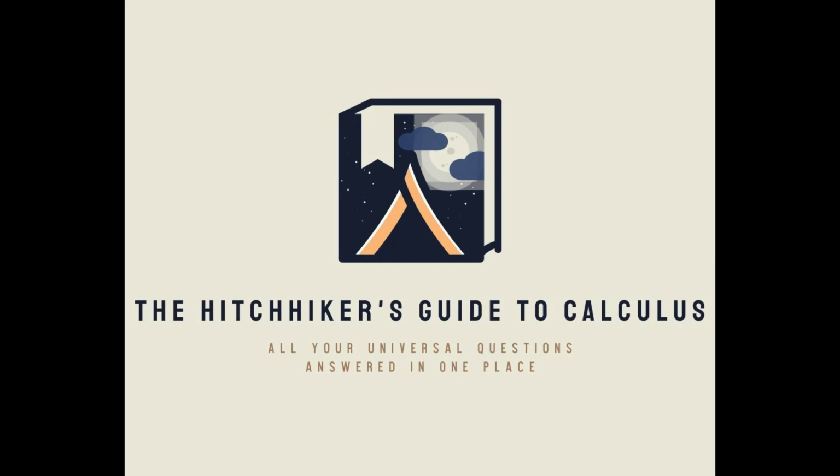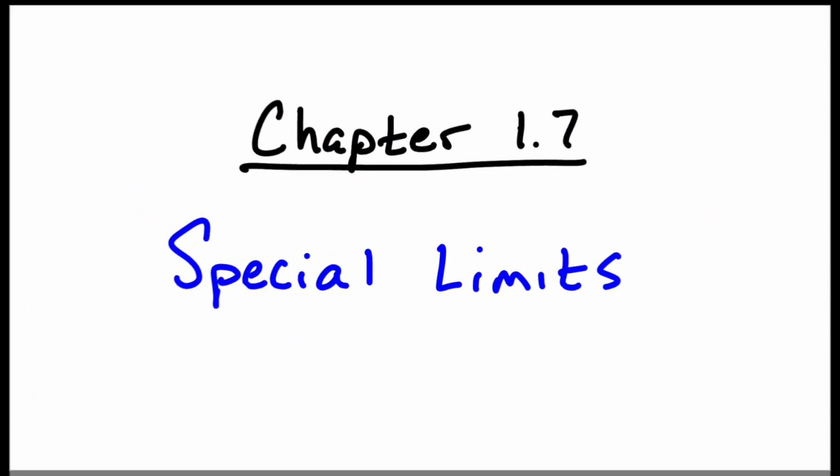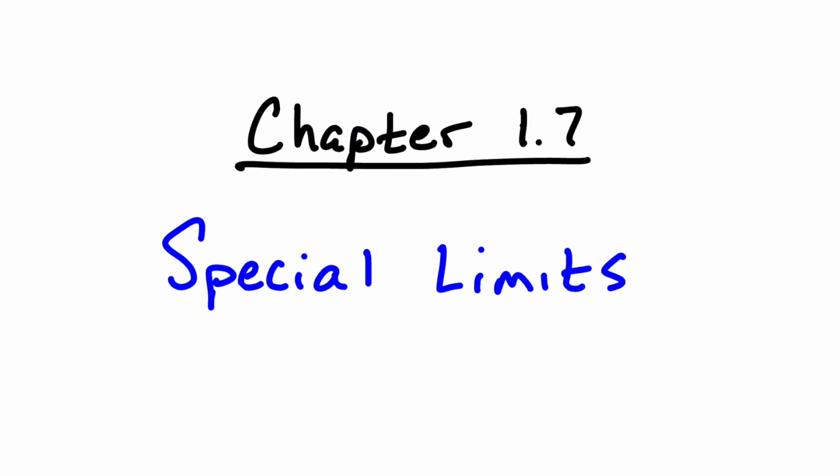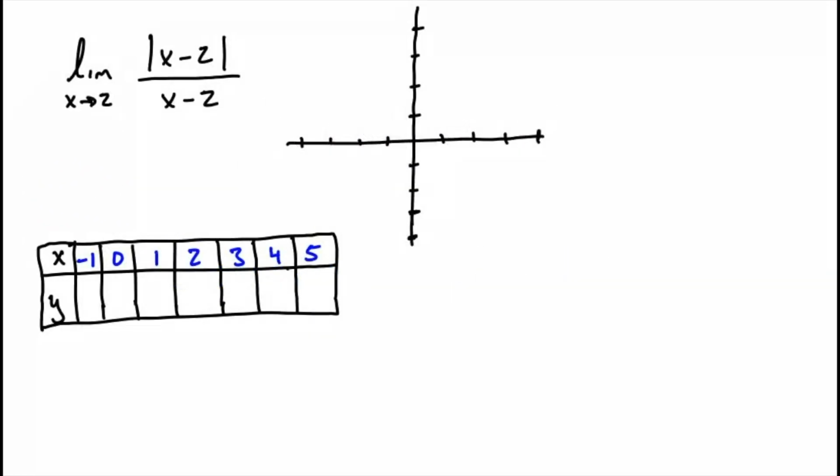My name's Kevin, and I'll be your guide to Chapter 1.7, Special Limits. Now we're going to talk about a few different special limits today, but one that the AP test really likes to ask in the multiple choice section is something like this. Limit as x approaches 2, the absolute value of x minus 2 over x minus 2.